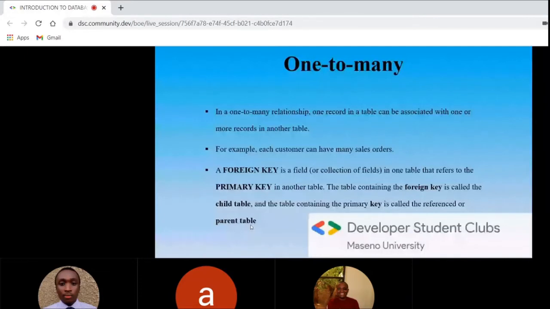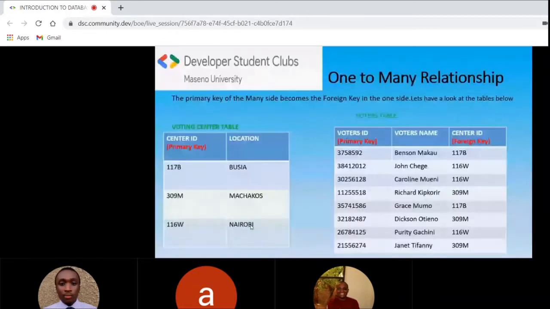So we are still on one-to-many. The primary key of the one side becomes the foreign key in the many side of the relationship. For example, we have a voting center and a voters table. We are assuming a voting center can have many voters, but a voter can only vote from one voting center, no matter the country.